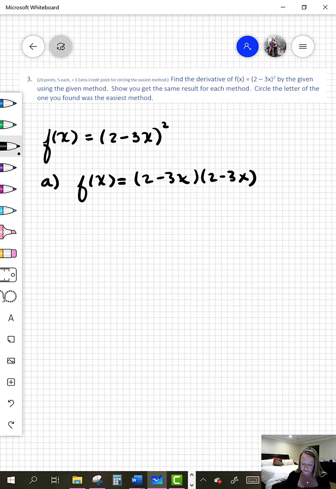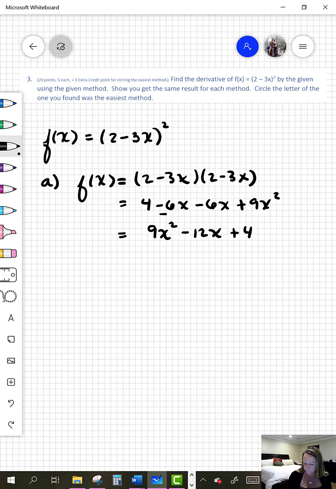Expanding this, let's FOIL this out. 2 times 2 gives us 4. 2 times negative 3x is negative 6x. Distributing the negative 3x, we get negative 3x times 2 is negative 6x, and negative 3x times negative 3x gives us plus 9x squared. Let's rewrite this in descending order of powers and combine like terms: we get 9x squared minus 12x plus 4.